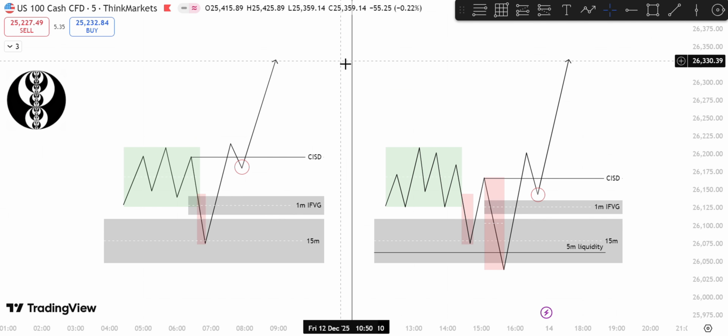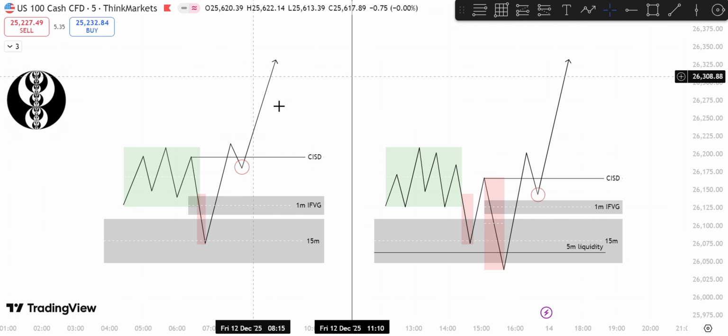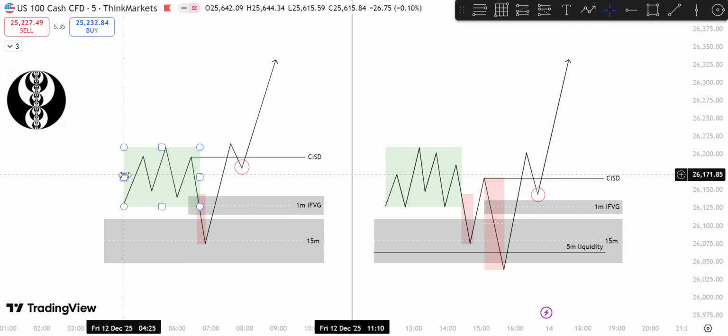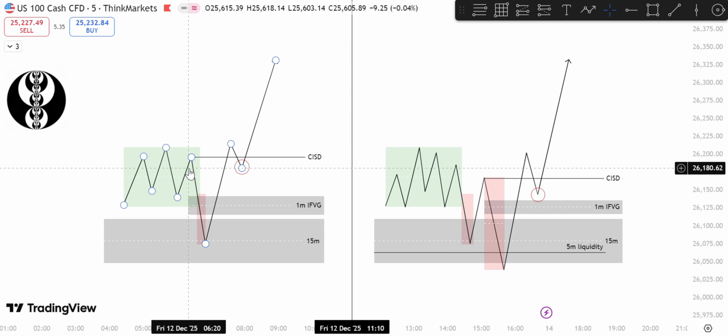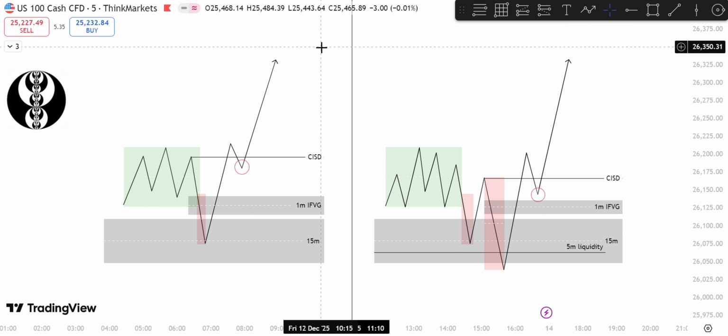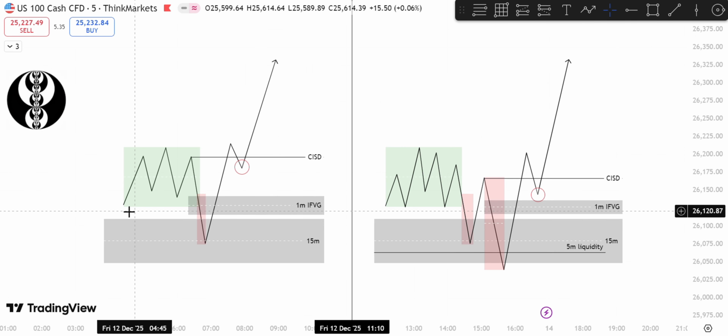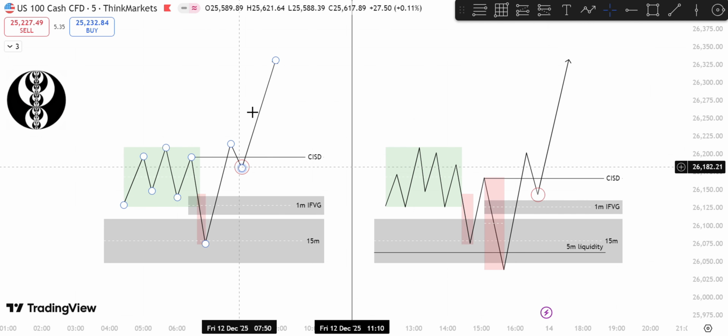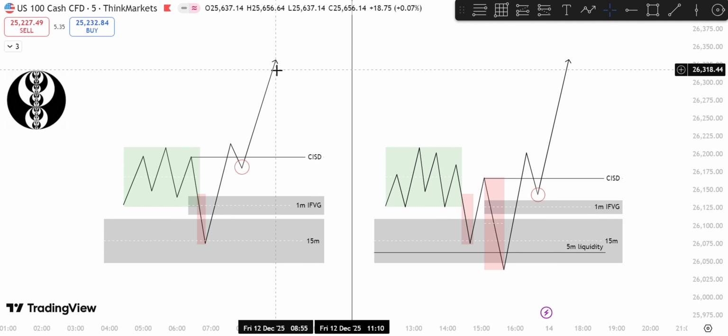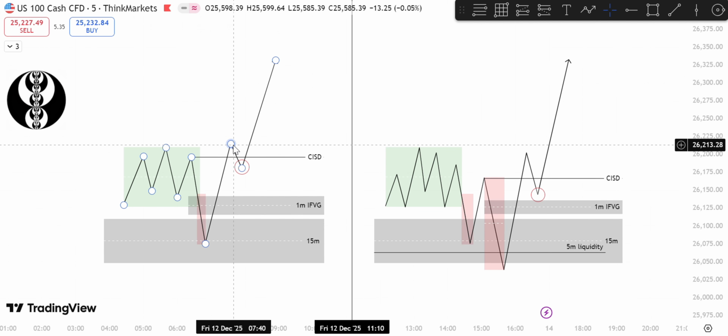Now, what exactly is the Power 3? As you can see right here, Power 3 stands for accumulation, manipulation, and distribution. My model is called the 10 a.m. AMD model. Why is it called AMD? AMD stands for accumulation, manipulation, distribution. Now, why is it 10 a.m.? Because I trade, as you can see right here, US 100. This is basically NQ, right?